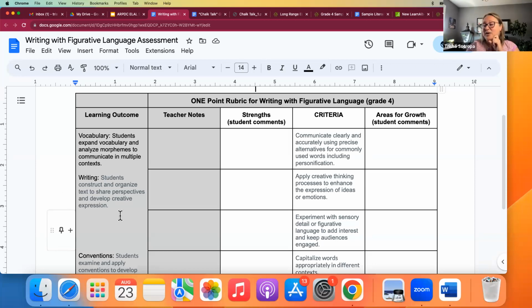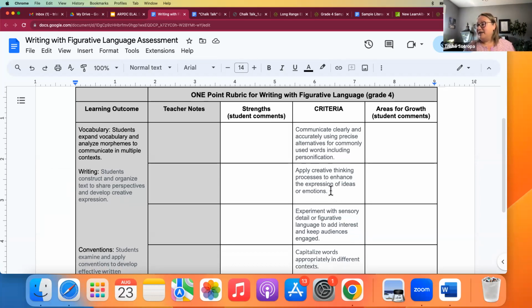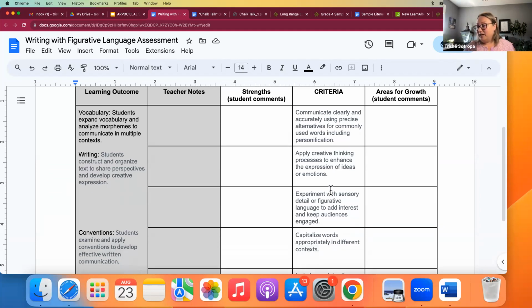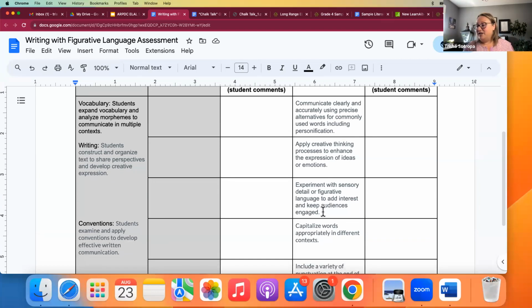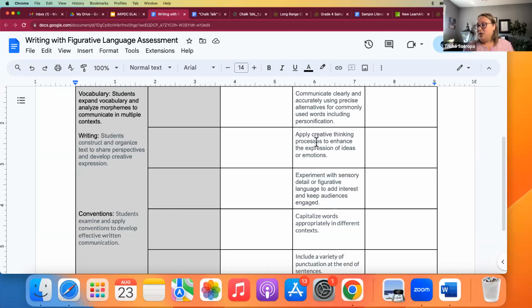Then from the writing learning outcome, this is the only writing learning outcome in grade 4. It's that students construct and organize text to share perspectives and develop creative expression. So I've taken one of the cusps. Nope, in this case, I've taken 2. I want them to apply creative thinking processes to enhance the expression of ideas and emotions. That's right from the curriculum. And experiment with sensory detail or figurative language to add interest and keep audiences engaged. So those are 2 cusps from the writing section.